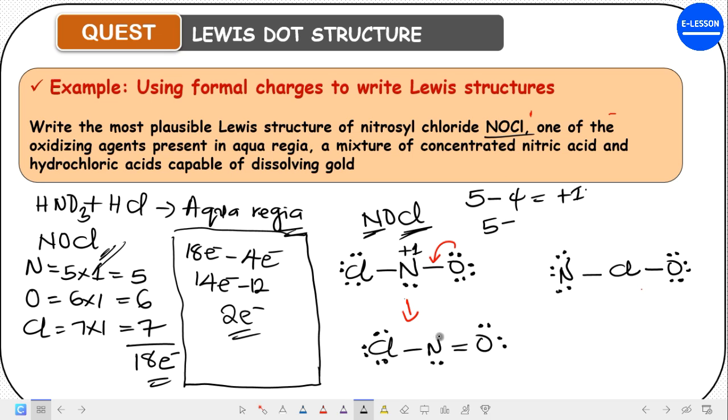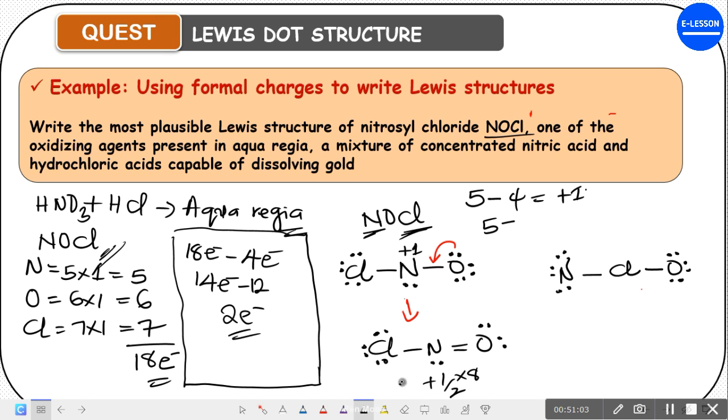Now let's calculate number of electrons in this Lewis structure to be lone pair of electron, which is 2 plus half of bond pair. Bond pair is 1, 2, 3, 4. All right, is that okay? Bond pair is it 4? Yeah, this is 1. This is 1 bond pair. 2, 3, 4. 4 times 2 is what?